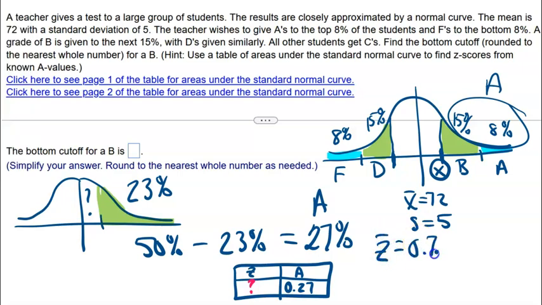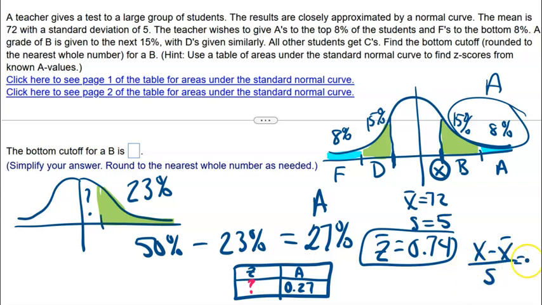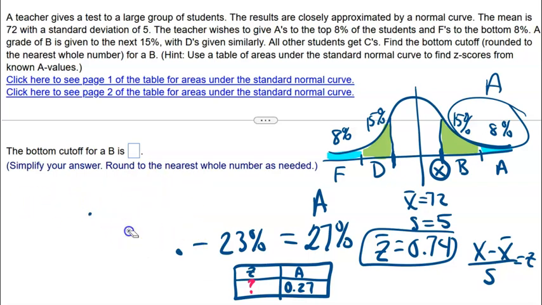Now how am I going to find my X value? Well, you know the formula, right? It's X minus X bar over s, and that equals z. So I'm going to plug all that stuff in. Y'all, I'm going to erase a little bit here, get rid of my curve, get rid of some of this work.